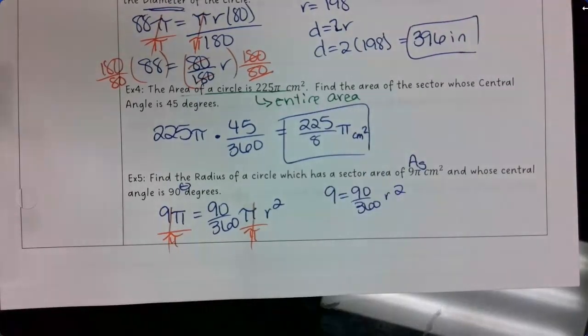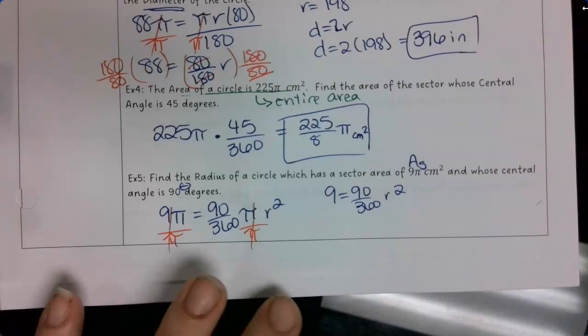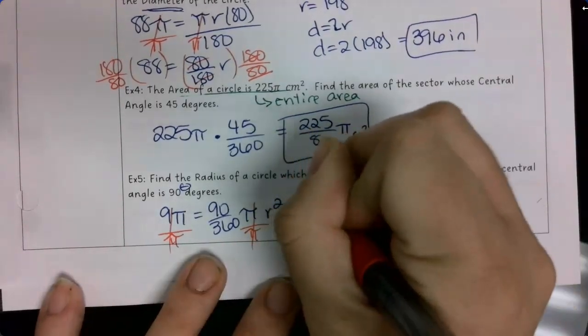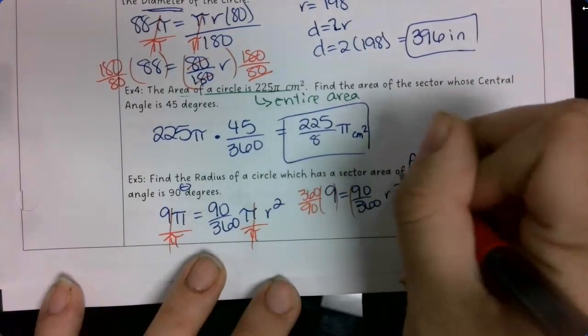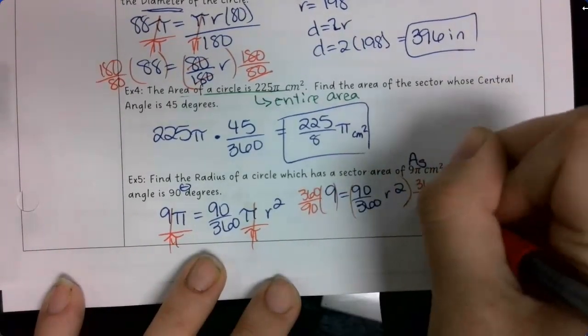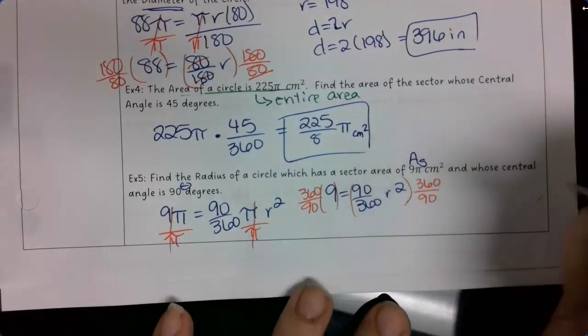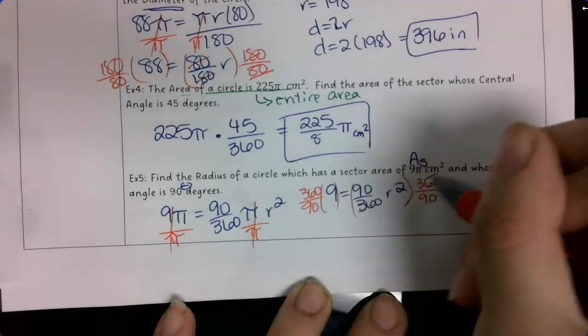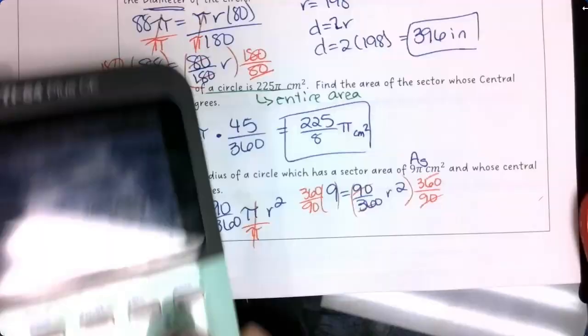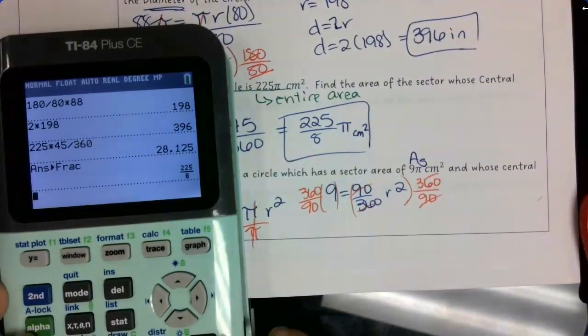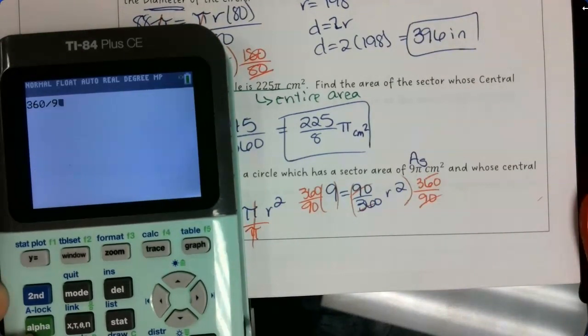r squared. Then I want to go ahead and multiply by my reciprocal, which is 360 over 90. So on the right side, they cancel out. And then on the left side, that gives me 36.